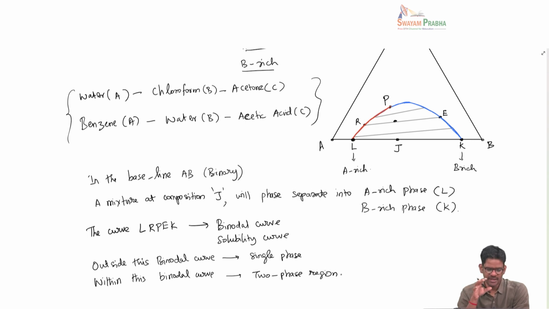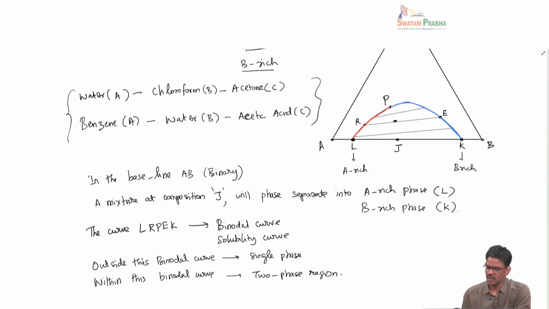Meaning that whenever I talk about an ABC system, there is a corresponding solubility map, there is a binodal curve. We cannot use data for one system for another system, okay, they are very much chemically dependent. So that is one thing that will be kept in mind.